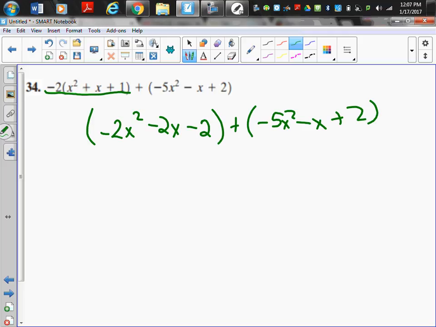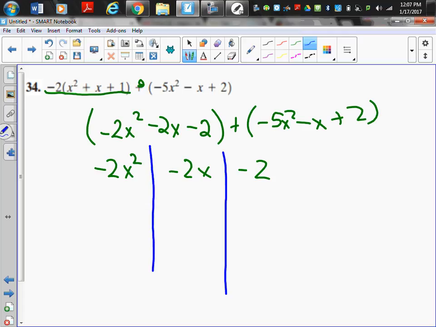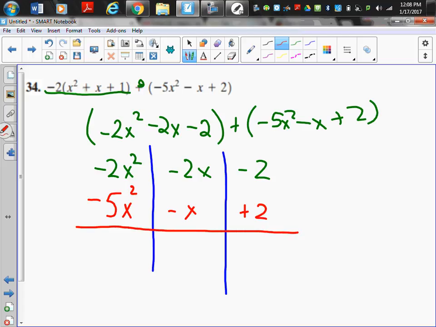So do I have to change anything behind it? No. As long as there's a plus between them, you don't have to change anything behind it. So I'm going to write it out. Negative 2x squared minus 2x minus 2. All right. Minus 5x squared. This is a minus x plus 2. Negative 2 plus 2 is 0.